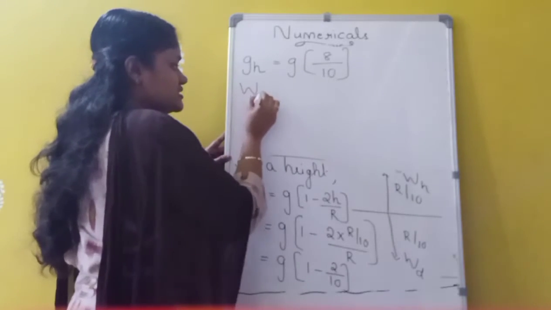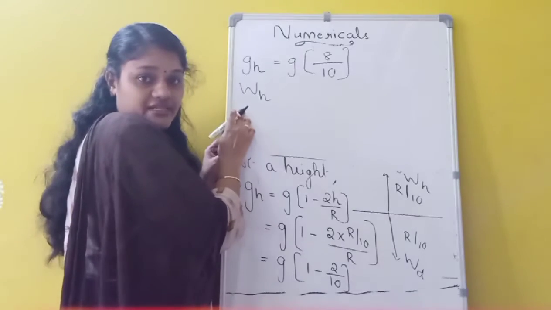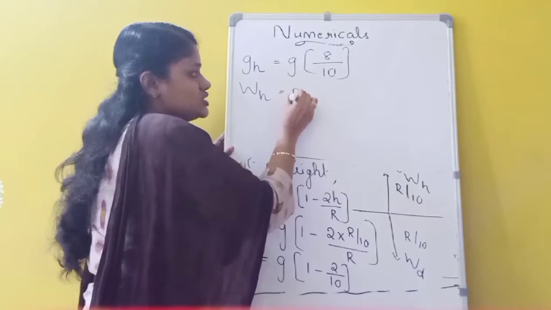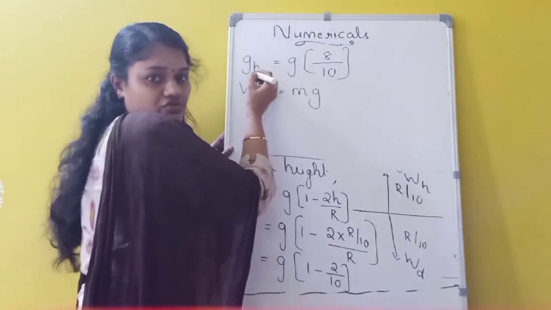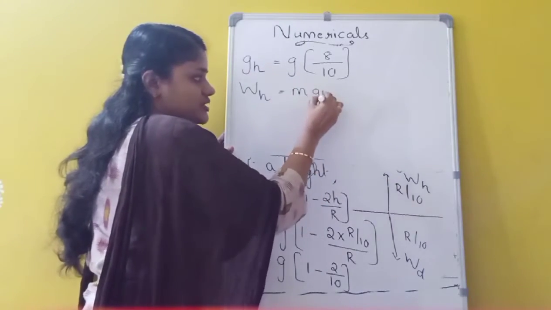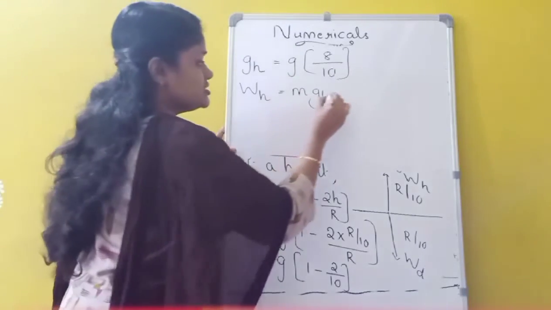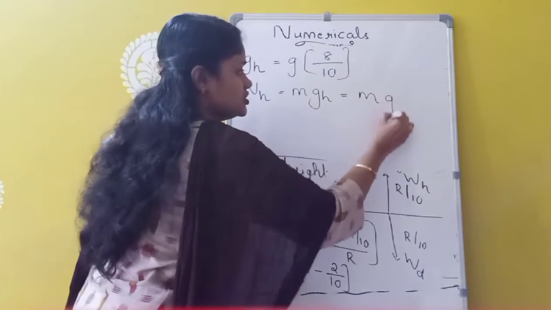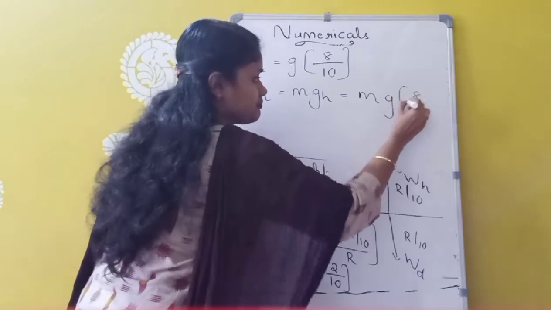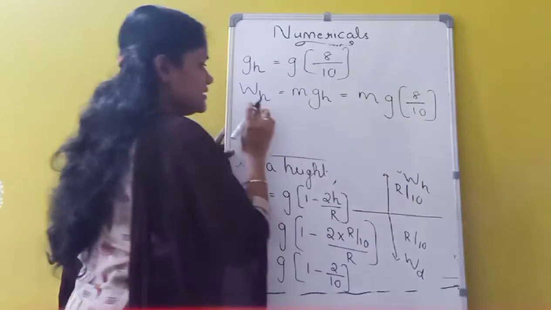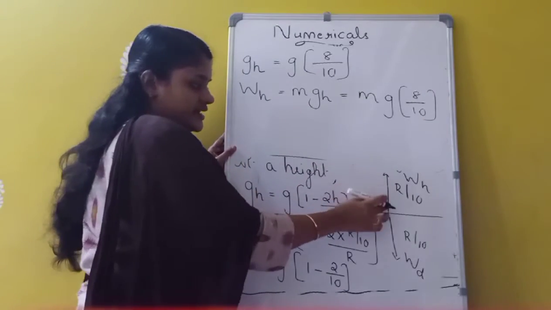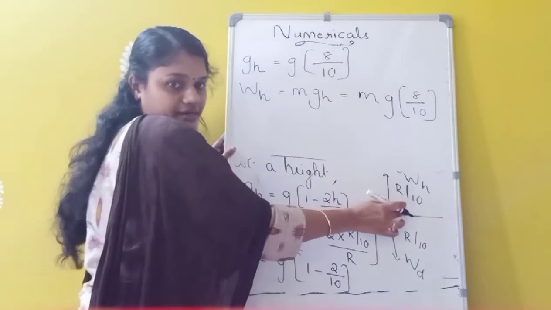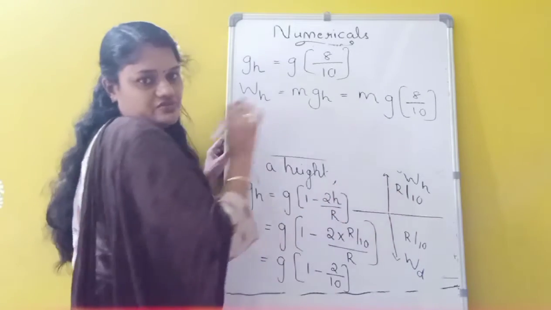So what is the formula for weight? We have to find the weight of the object at a height h from the surface. So weight equals mass into gravity. Here we have to find the weight at a height, so I am putting here g_h, m g_h. That is equivalent to m into, what is g_h here? g into 8 by 10. So this is the weight of the object at a height h from the surface. h means what is the height given here? R by 10.